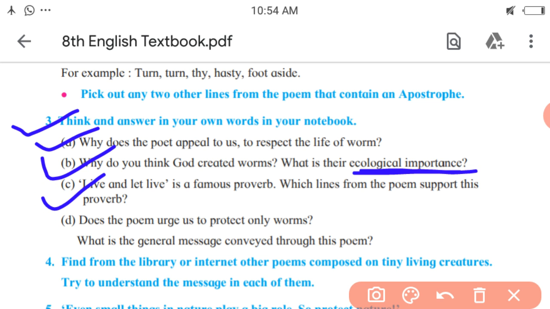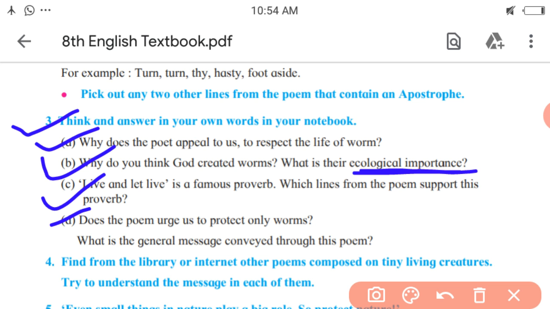Next, live and let live is a famous proverb. Which lines from the poem support this proverb? So to find the answer of this question, read the first and fourth stanzas of the poem. Next, does the poem urge us to protect only worms? What is the general message conveyed through this poem?